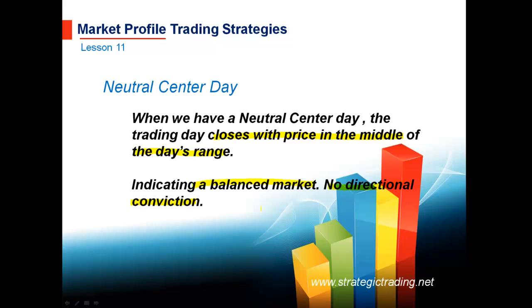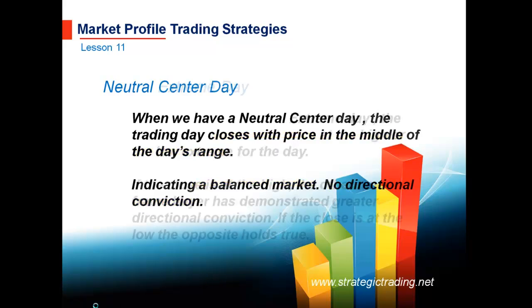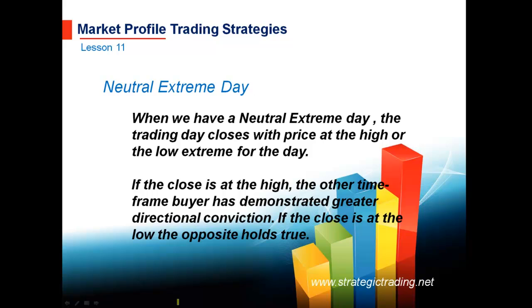Really, we had a neutral day and we ended up with a neutral day. No directional conviction whatsoever. However, a neutral extreme day tells a very different story and gives us a different picture. And what we will find immediately is the trading day will close with price either at the high or the low extreme of the day. So the neutral extreme day actually gives us some sort of a directional conviction. We are not neutral anymore at the end of the day. We're either moving higher or we're moving lower.